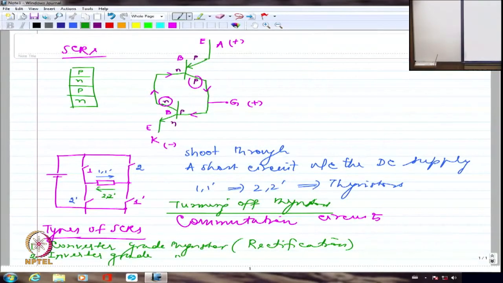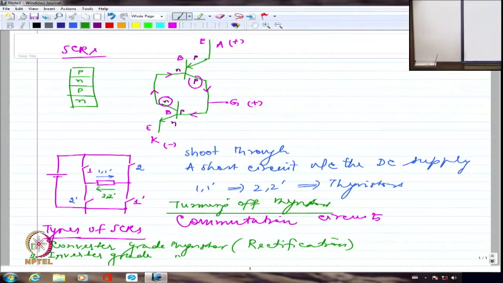Depending upon how quickly I am going to turn on or turn off the devices, I am going to get the frequency output modified accordingly. If I do 1 1 dash and 2 2 dash alternately turning on very quickly, then the frequency of the output AC will be large. If I am doing it slowly, the frequency of the output AC will be small.